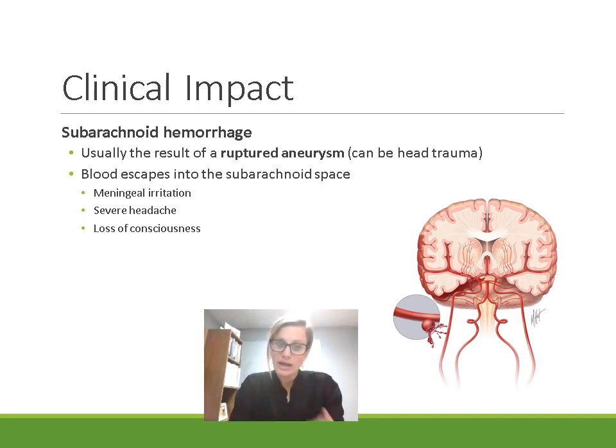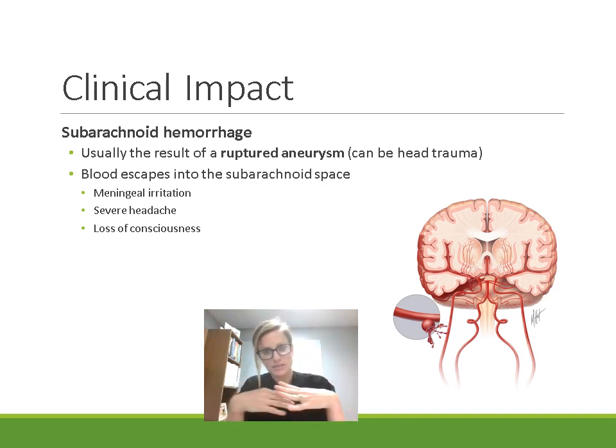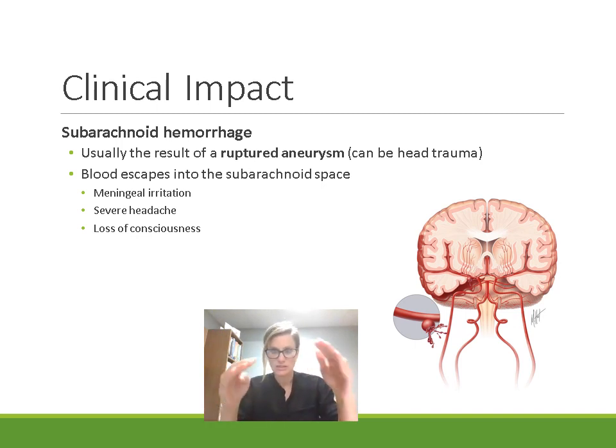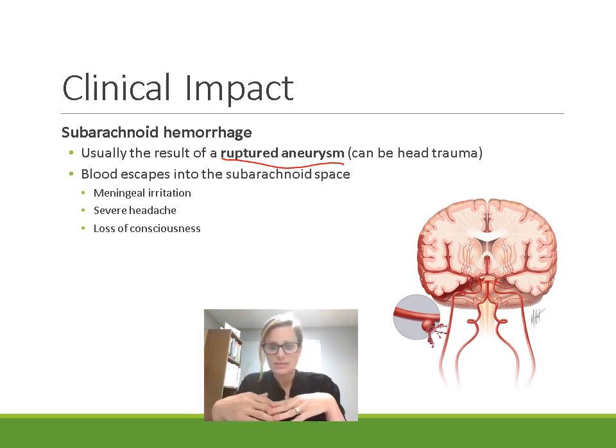A subarachnoid hemorrhage is a bleed underneath the arachnoid mater, and the blood typically escapes into the subarachnoid space, which is typically where we would have cerebrospinal fluid flowing, right, in the space that surrounds the brain, but instead blood starts to accumulate in that area instead. Subarachnoid hemorrhages are typically the result of a ruptured aneurysm. It is possible that there's head trauma that causes this, but most frequently, it's caused by a ruptured aneurysm.